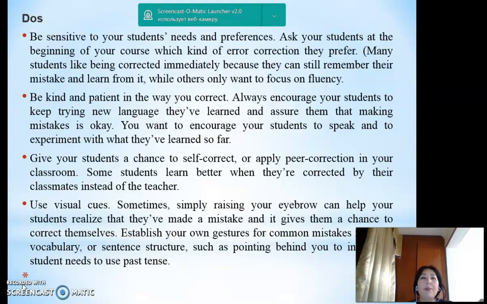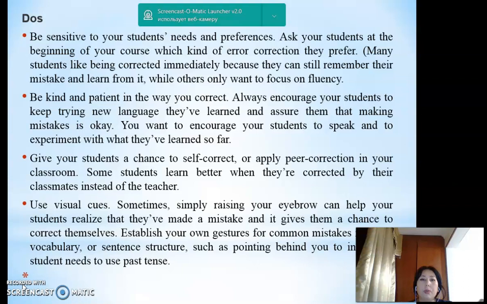Be kind and patient in the way you correct. Always encourage your students to keep trying new language they've learned and assure them that making mistakes is okay. You want to encourage your students to speak and to experiment with what they've learned so far. Give your students a chance to self-correct or apply peer correction in your classroom. Some students learn better when they are corrected by their classmates instead of the teacher.